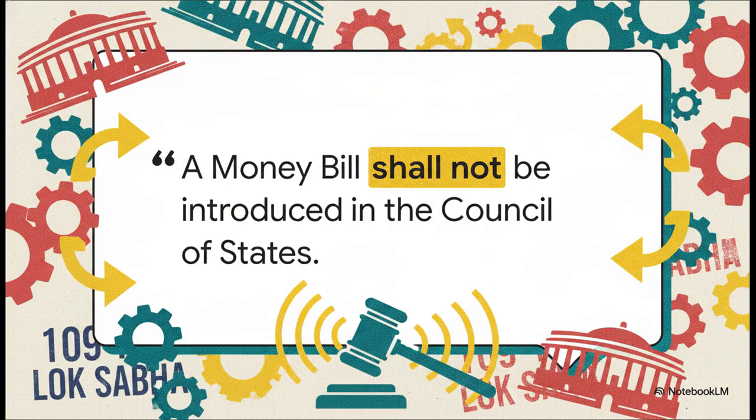And if you were looking for the exact line of code in the Constitution that makes this happen, well, here it is. Article 109. It could not be clearer. A money bill shall not be introduced in the Council of States. That one sentence, right there, is the bedrock. It's what gives the Lok Sabha all that financial muscle we were just talking about.